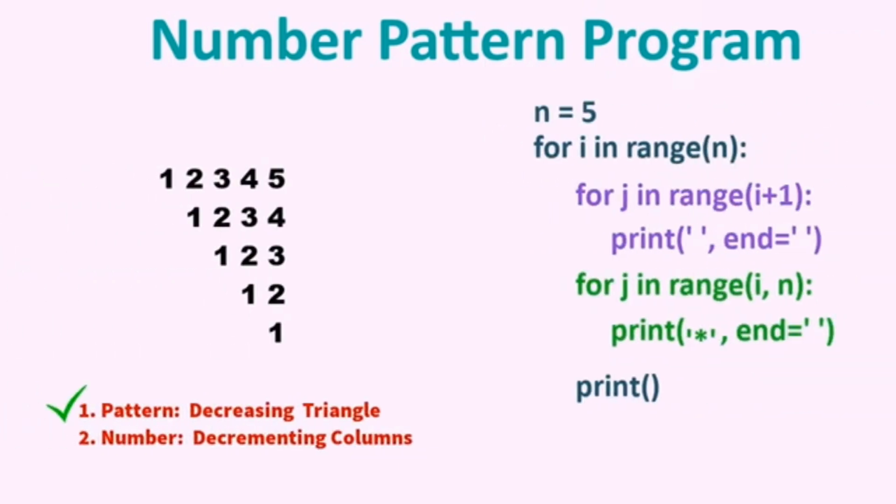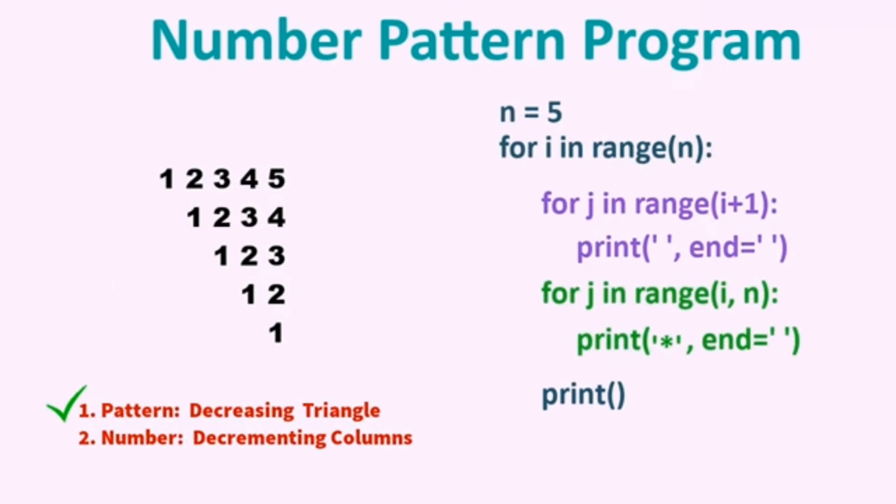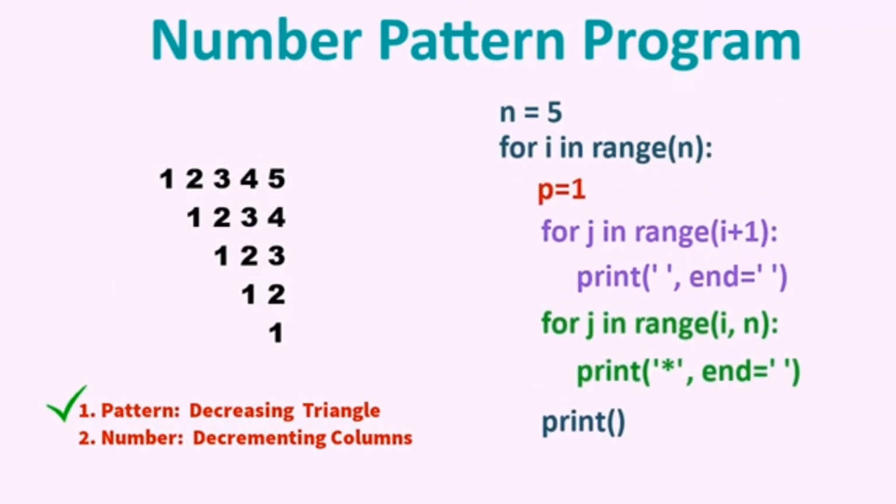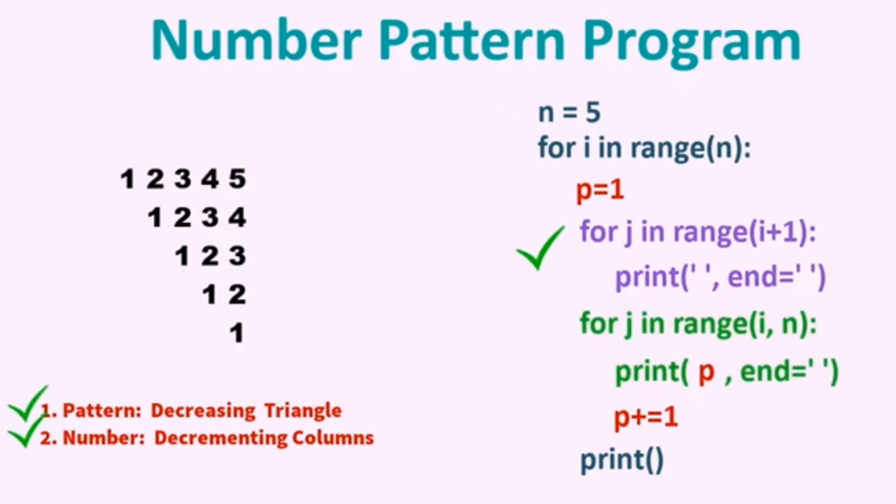Here again we will get our star pattern code for this. We will initialize P to 1 the moment we enter inside the first loop. There is no change in the loop for space. We go to the loop which prints star, and instead of star we will print P. After printing, we increment P by 1. This gives us the code for this pattern.